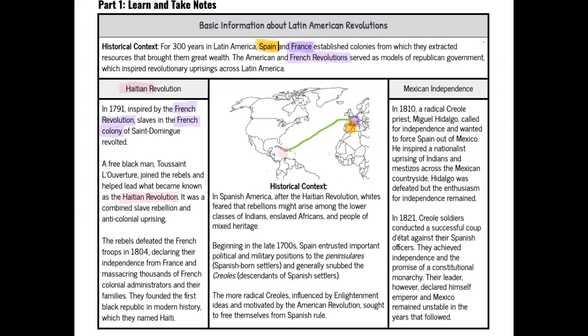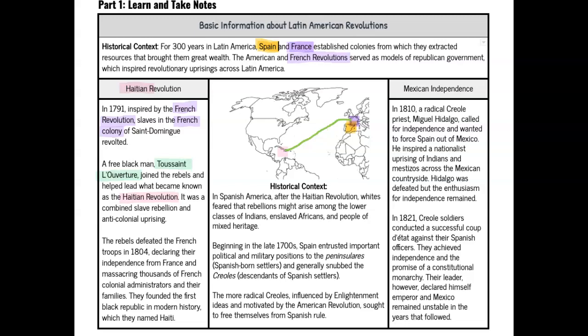And I'm going to grab my fourth color to highlight any names of people. This man was a very important figure in this movement, so I'm going to highlight his name, Toussaint Louverture. This was actually a successful slave rebellion, and anti-colonial means that they were against the colonial invasion, or the colonial occupation rather, of the island.